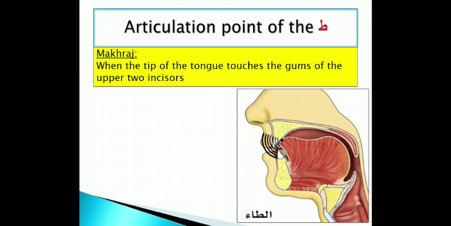The next letter is the letter Ta. The makhraj, the articulation point of the letter Ta, is when the tip of the tongue touches the gums of the upper 2 incisors, the upper 2 teeth. Remember that the tongue touches the gums, not the upper palate. Otherwise the sound will come out incorrect and wrong. So the tip of the tongue touches the gums of the upper 2 incisors.